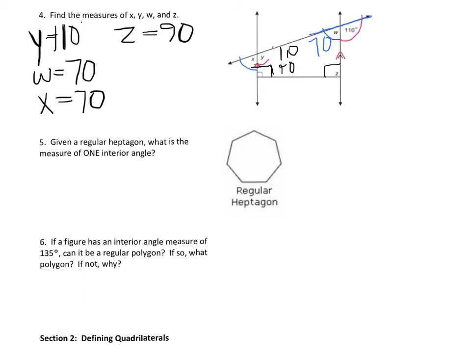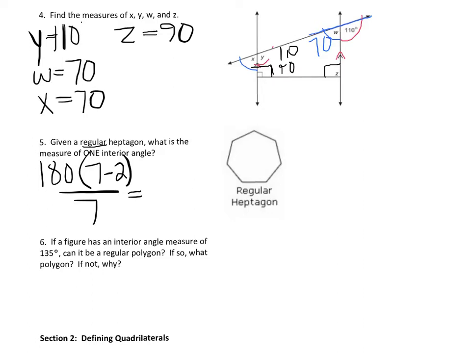Example number 5, given a regular heptagon, so it has 7 sides, what is the measure of one interior angle? Well, I initially saw regular, so they're all the same. So all I have to do is find the sum of them and then divide by how many there are. So since there's 7 sides, I do 7 minus 2 divided by 7 angles, or 7 sides.